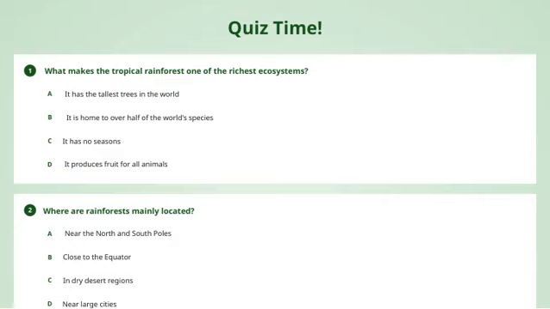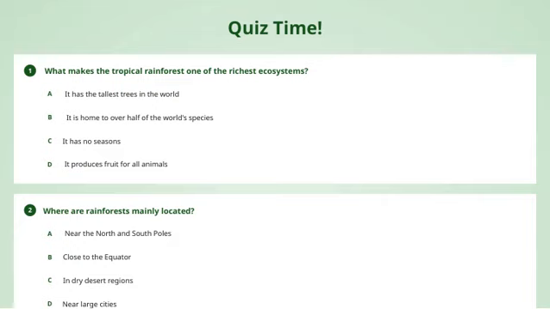Moving on to question 2. Where are rainforests mainly located? Are they near the North and South Poles? Or closer to the equator? Maybe in dry desert regions? Or near large cities? Remember, rainforests thrive in warm, humid areas, which usually means near the equator.